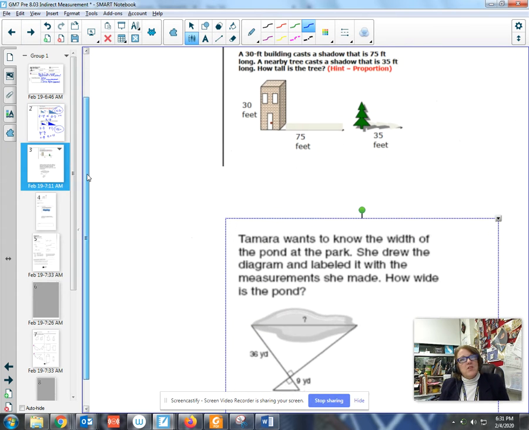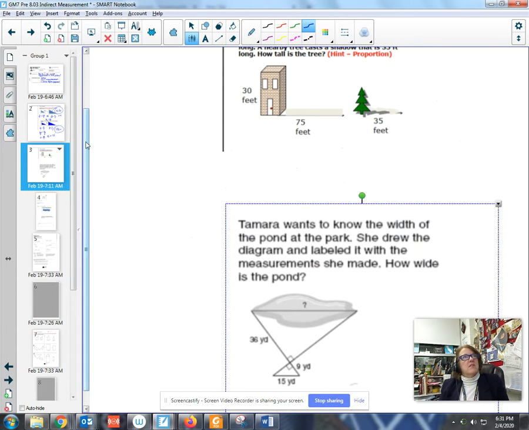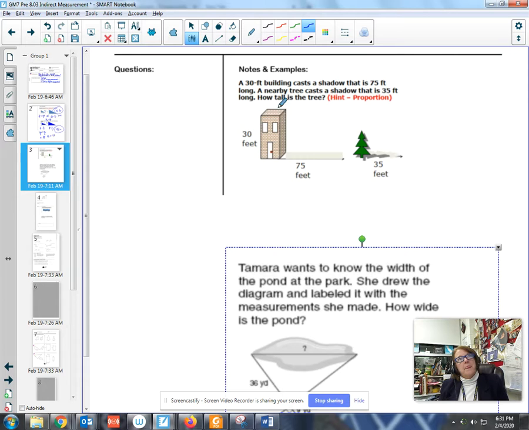Now we're actually getting into some shapes here. All right, first one. Here's a building. Here's its shadow. Nearby, here's a tree and its shadow. I just don't know how tall the tree is. So pick a variable to represent it. If you want to use X, go ahead, or T for tree, and set up a proportion.